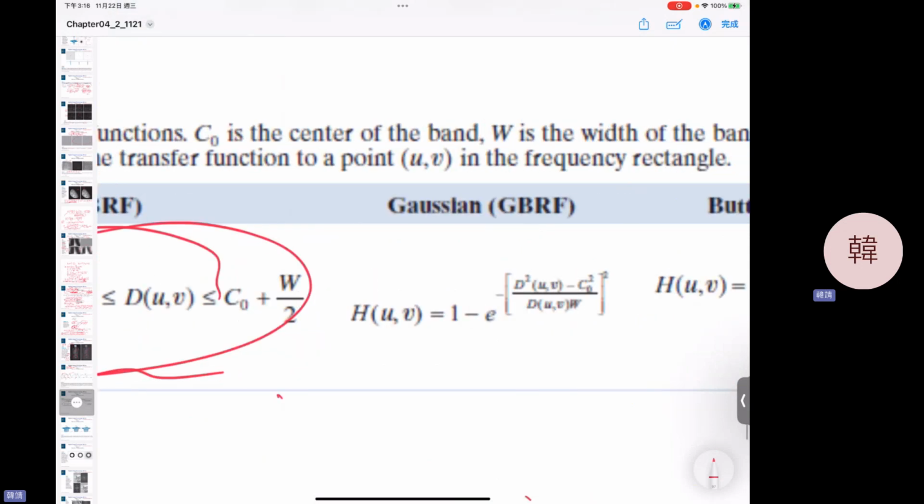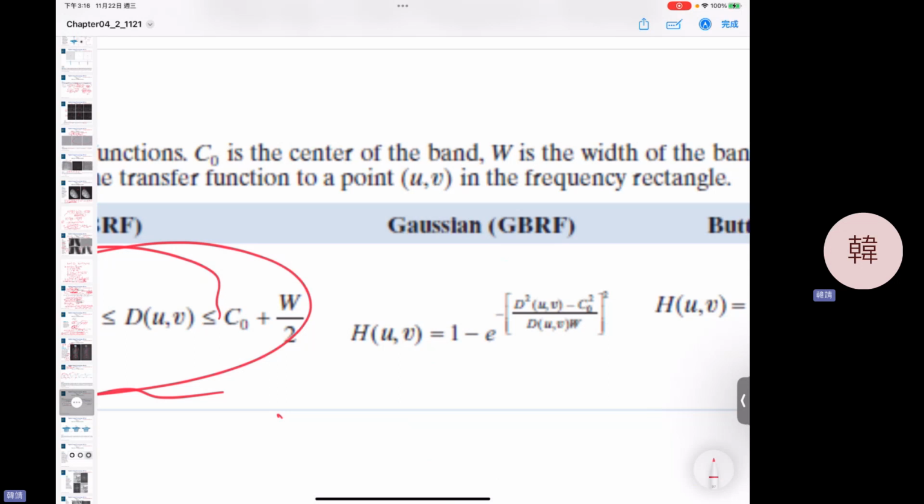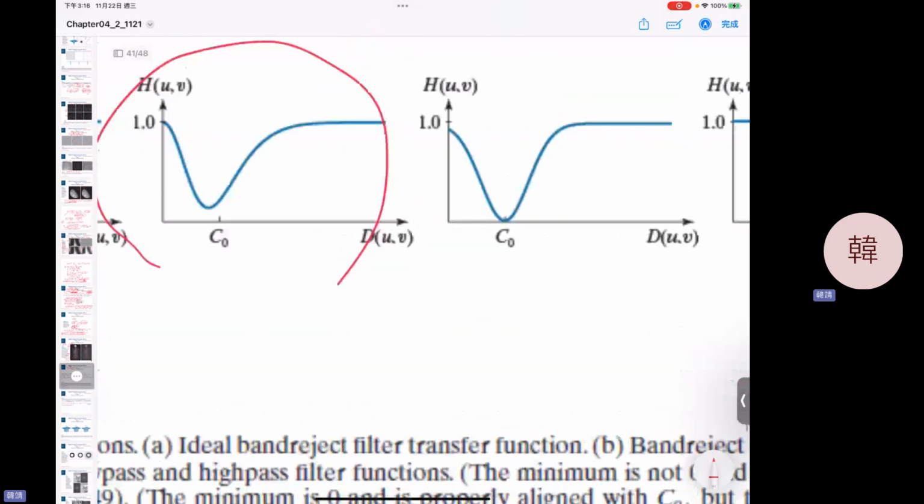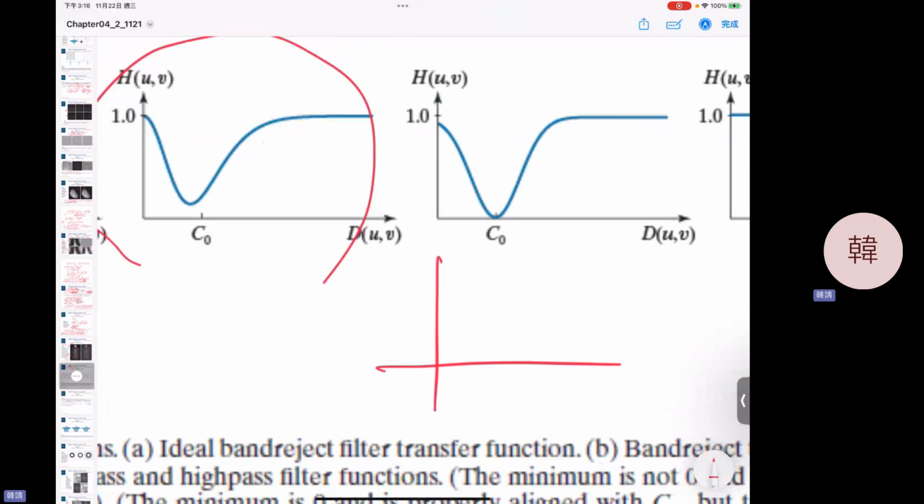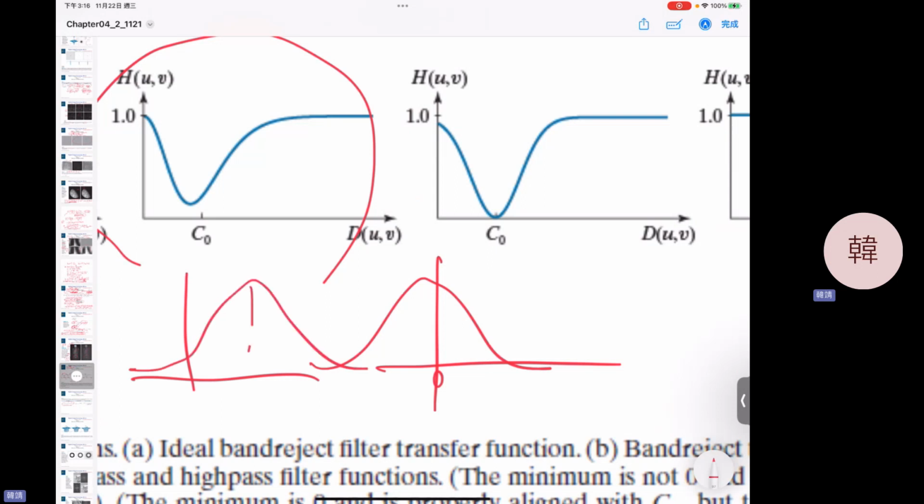How about designing a Gaussian band reject filter? Here is the idea. The Gaussian always has its center at 0, and it is a symmetric function. But now you move the Gaussian a little to the right, so it has a bell shape with its center at C0. It is still symmetric. And you just use 1 minus this one to easily get a band stop.